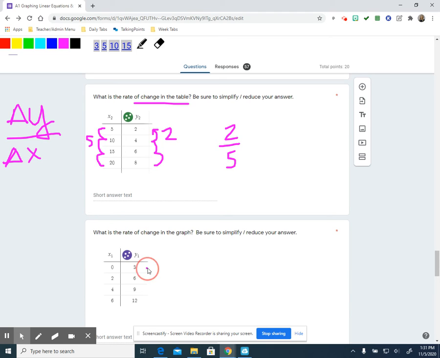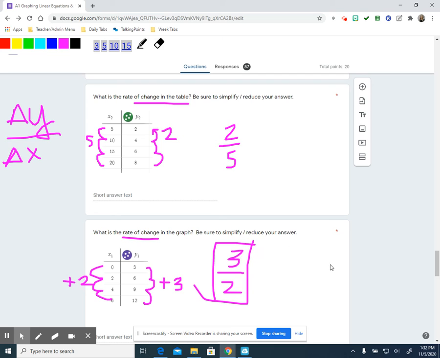Now let's look at this one. What's my change in y? I'm adding 3 every time. What's my change in x? I'm adding 2 every time. So my rate of change is going to be my change in y over my change in x. I get 3/2. And I need you to leave it like this. You do not need to write it into a mixed number. You need to leave it like this.